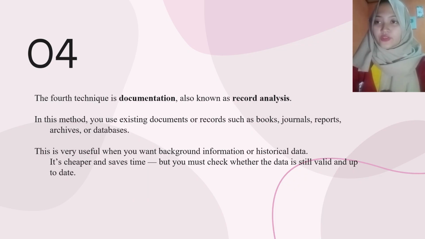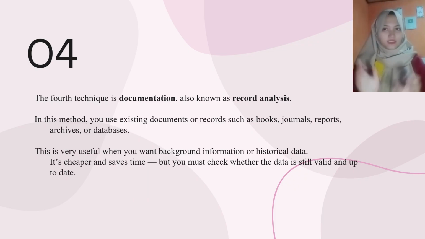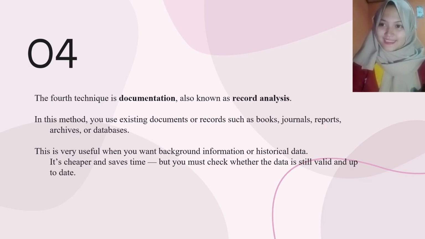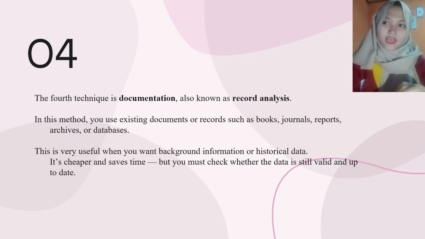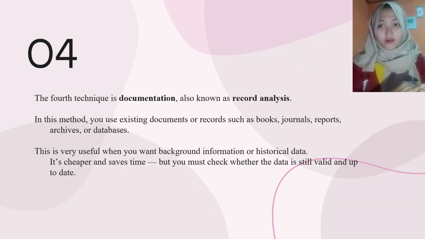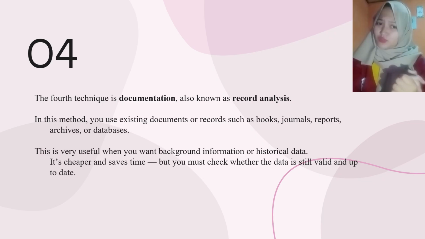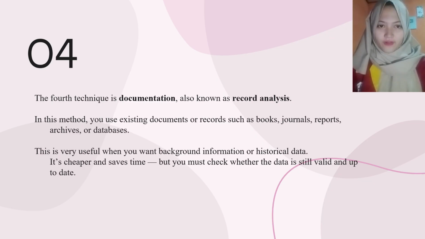So let's move to number 4. The fourth technique is documentation, also known as record analysis. In this method, you use existing documents or records such as books, journals, reports, archives, or databases. This is very useful when you want background information or historical data. It's cheaper and saves time, but you must check whether the data is still valid and up to date. So you must be careful with this, okay?